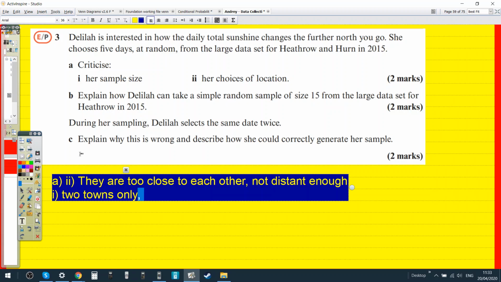What about the number of days? 5 days might not be enough. Yeah, very small sample size. Part B.